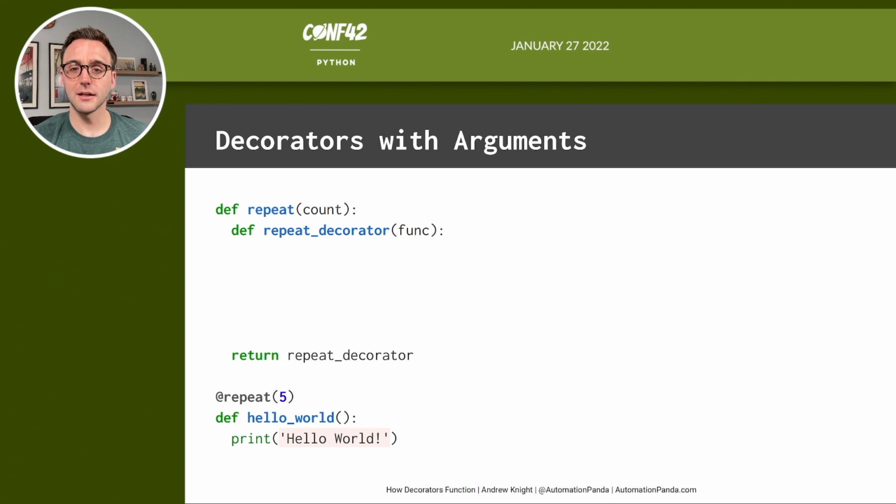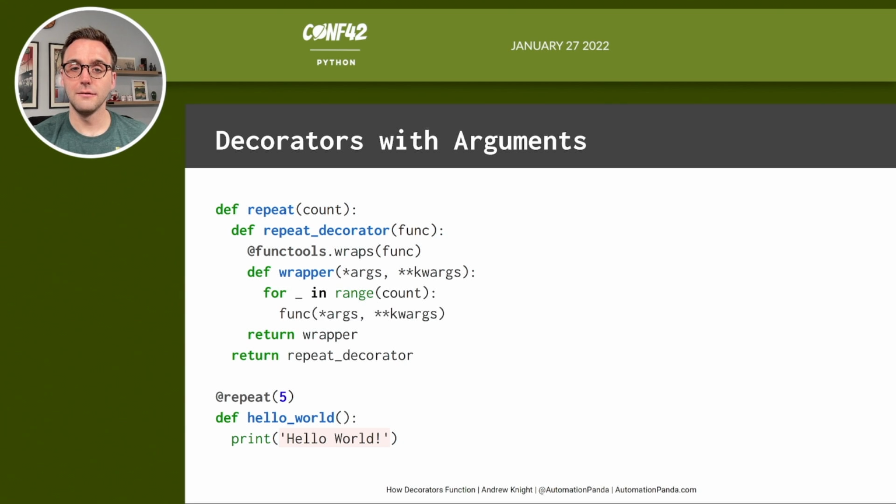Inside, there's a repeat decorator function that has a parameter for the inner function. The repeat function returns the repeat decorator function. Inside repeat decorator is the wrapper function. It uses functools.wraps and passes through all arguments. Repeat decorator returns wrapper. Finally, wrapper contains the logic for calling the inner function multiple times, according to the repeat decorator's parameter value. Now, hello world runs 5 times.